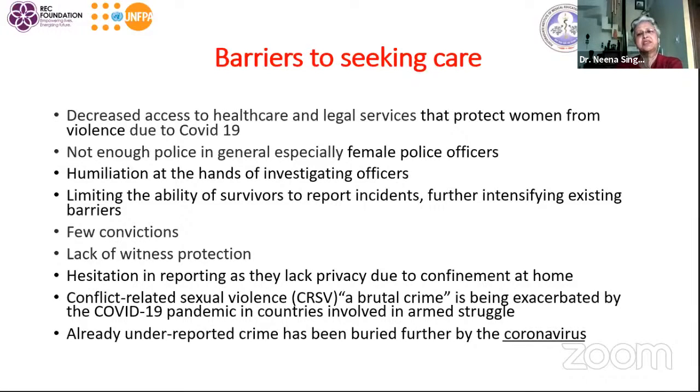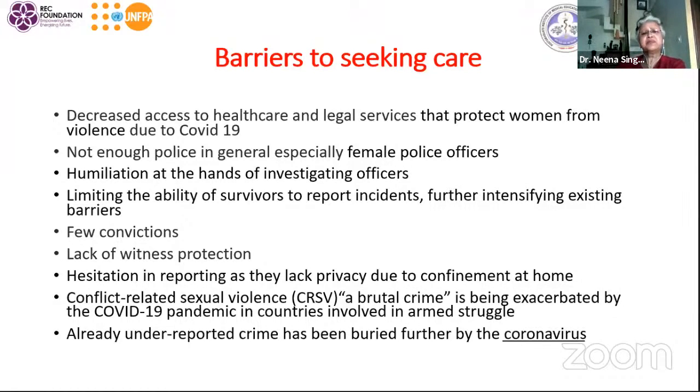Many a times it is said that a victim of rape is humiliated again and again. Once she's humiliated by the perpetrator, and then again at the hands of the police, and then again at the hands of the lawyers when she goes to court. So most of the times, the victims do not want to come forward, limiting the ability of survivors to report incidents, further intensifying the barriers.